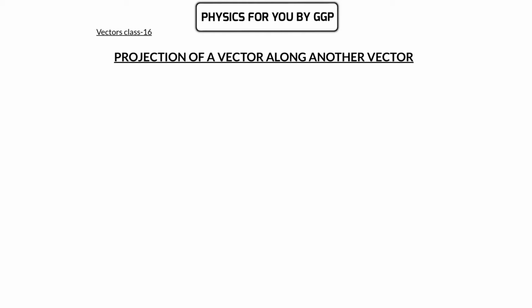In this we'll discuss projection of a vector along another vector and projection of a vector perpendicular to another vector. So if you are considering a vector, let's say A vector, and another vector represented by, take it as B vector, and if the angle between A vector and B vector is equal to, take it as theta.